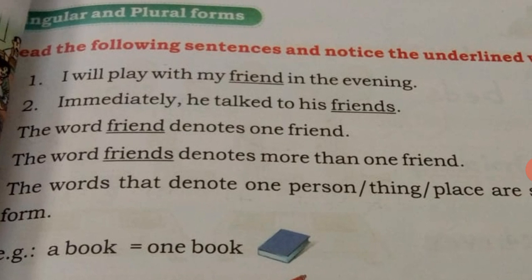Okay, so one book, one pencil, one chair, one school bag, these are all in singular form. If I say books, pens, chairs, school bags, then they are said to be in plural form. So one more time the definition: the words that denote one person, one thing and one place are said to be in singular form.